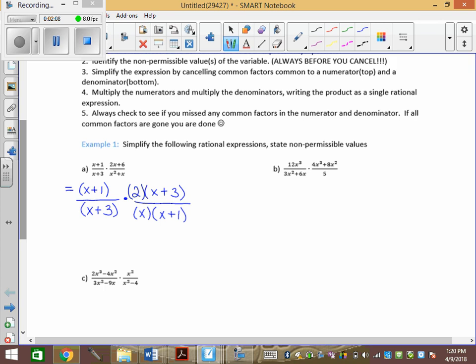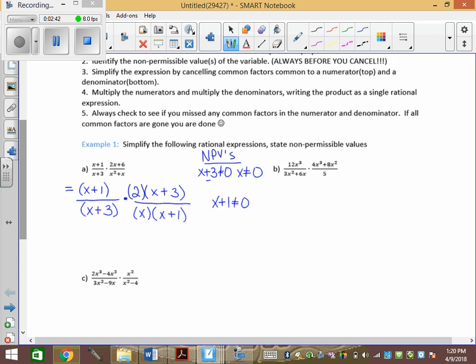Now I know some people get excited and they're like, yay, x plus 1s can cancel. Before you get excited about that, you have to state non-permissible values of any denominator, correct? So in our denominators right now, we have x plus 3 can't equal 0. We have x can't equal 0. And we have x plus 1 can't equal 0. Because those are the three factors that are in our denominators. And we always have to state what our denominator can't equal 0.